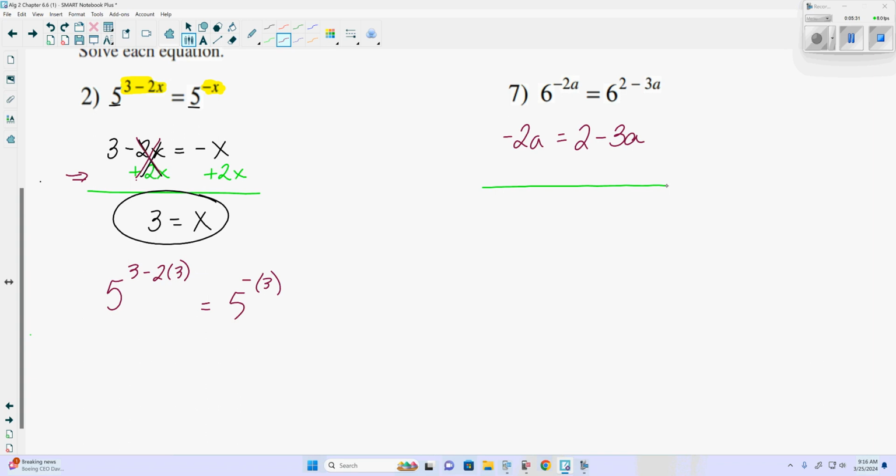Solve for a. What can we do first? We can add 3a to both sides. Now when we add 3a to the right side, the negative 3a plus 3a simplifies out, leaving us with 2. And negative 2a plus 3a is a. So a is 2. On some of them, we could have to do more than that, but that's, in a nutshell, it there. Questions on any of these here so far?